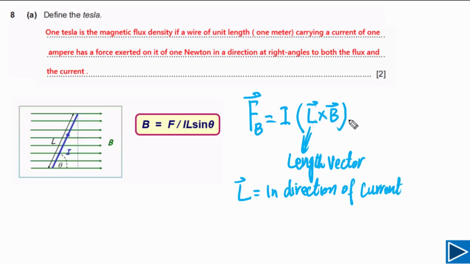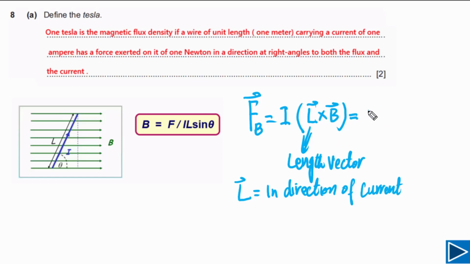And this order is also very important, because if you find L cross B using the right hand rule, you can find the direction of the force. So it has to be L cross B. You cannot write B cross L. If you do B cross L, the direction of the magnetic force will be wrong.